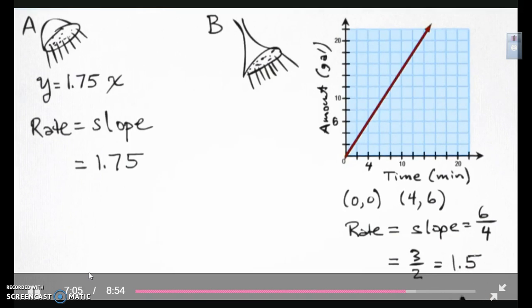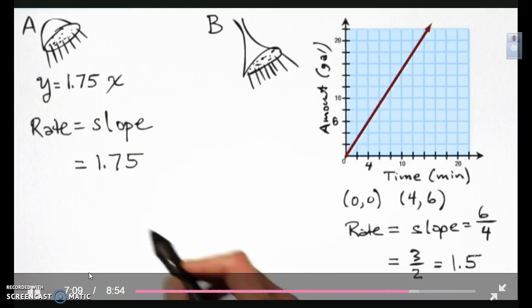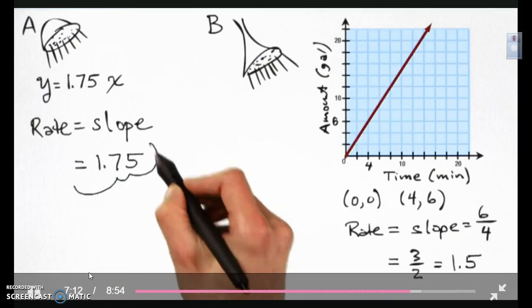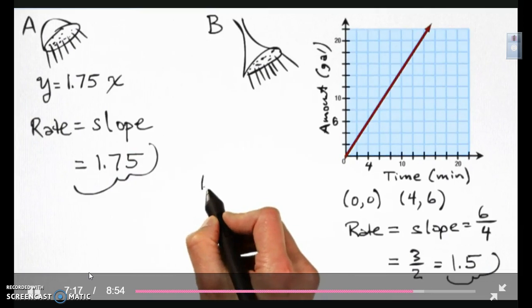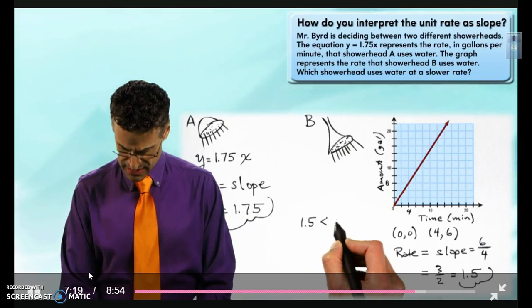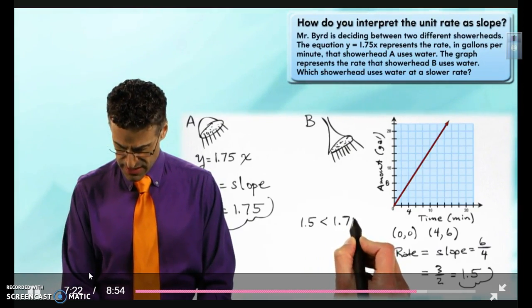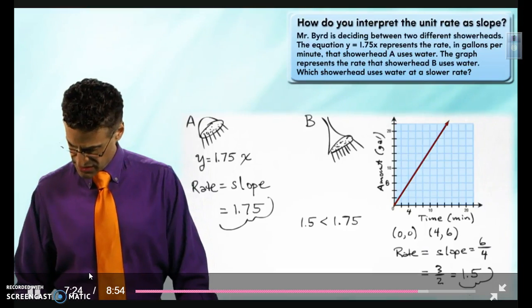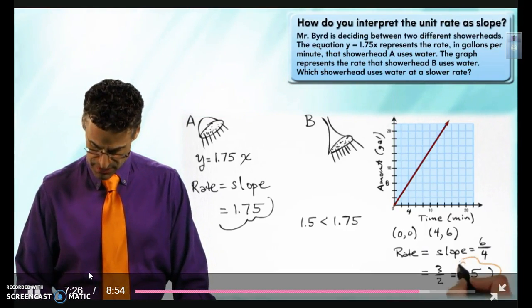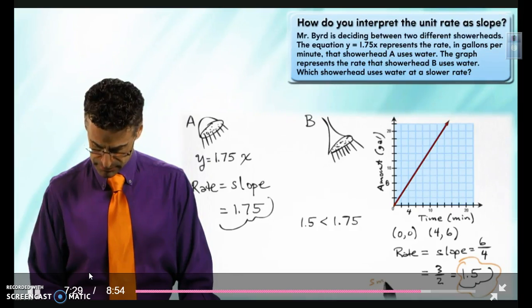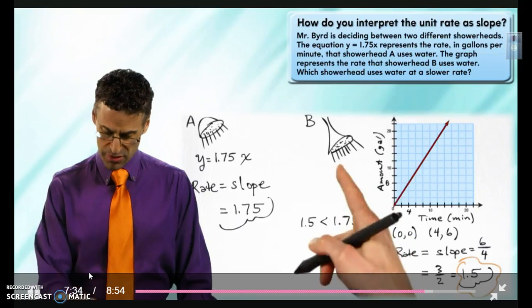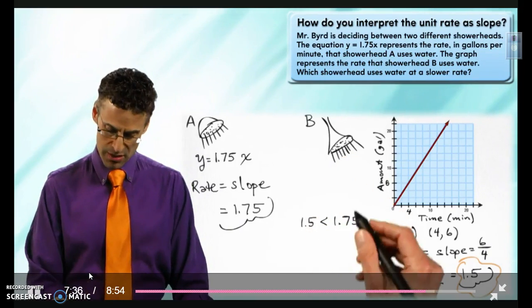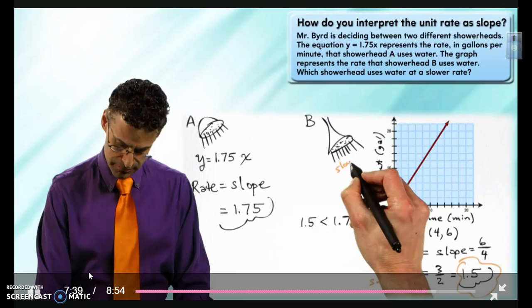So which value is smaller? Which rate is smaller? Because the smaller the rate, the slower the rate. Well, one slope we saw was 1.75. The other one is 1.5. And certainly we know that 1.5 is less than 1.75. And so that shows us that this is the smaller rate, which means that the water comes out of B slower. So it's slower here.